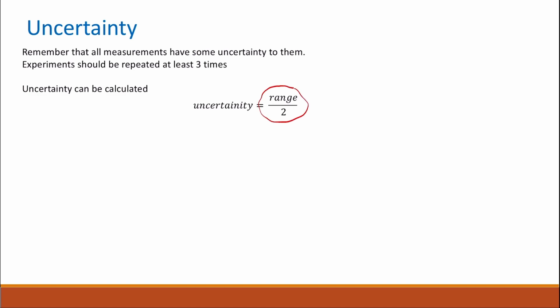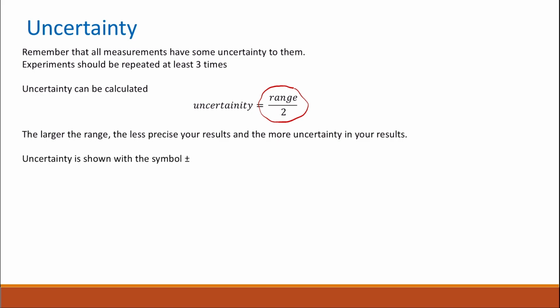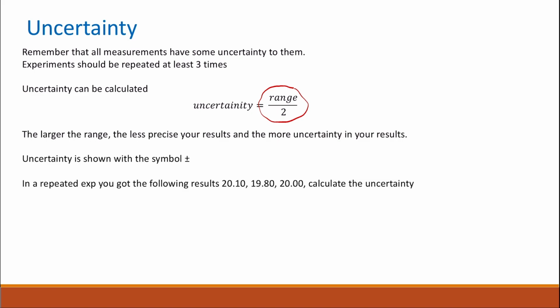Of course, the bigger the value of the range, the difference between the largest and the smallest value, the higher the uncertainty will be. So let's have an example and see how to calculate the uncertainty. When you calculate the uncertainty, you use the simple plus or minus sign before you put the value of the uncertainty.